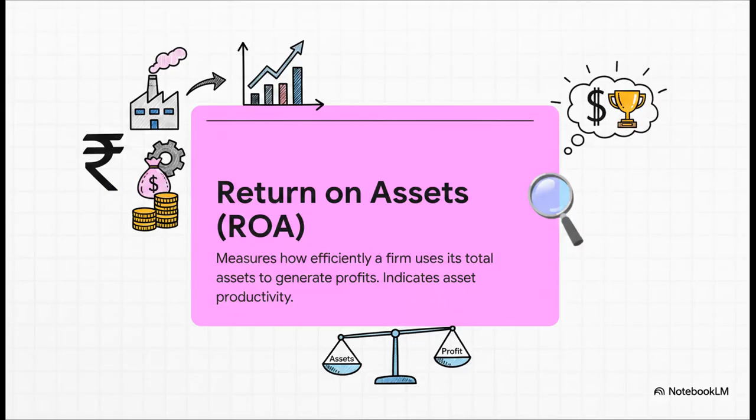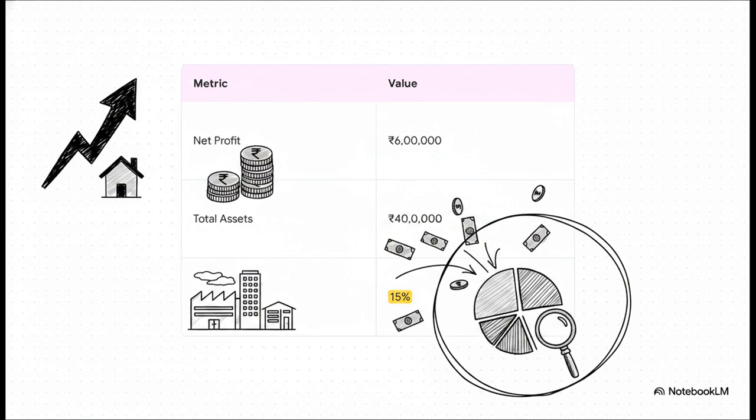First up, we have return on assets, or ROA. This one asks a really simple, powerful question. For every rupee's worth of stuff the company owns, we're talking its factories, its cash, its equipment, absolutely everything, how much profit does it manage to squeeze out? And it's a perfect illustration. With a net profit of 6 lakh and total assets worth 40 lakh, this company's ROA is 15%. So what does that tell us? It means for every single rupee of assets on its books, it's generating 15 paise of profit.